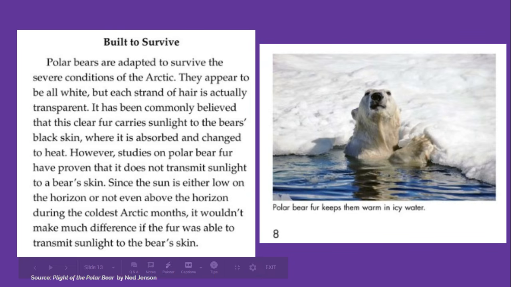Built to survive. Polar bears are adapted to survive the severe conditions of the Arctic. They appear to be all white, but each strand of hair is actually transparent. It has been commonly believed that this clear fur carries sunlight to the bear's black skin, where it is also absorbed and changed to heat. However, studies on polar bear fur have proven that it does not transmit sunlight to a bear's skin. Since the sun is either low on the horizon or not even above the horizon during the coldest Arctic months, it wouldn't make much difference if the fur was able to transmit sunlight to the bear's skin.